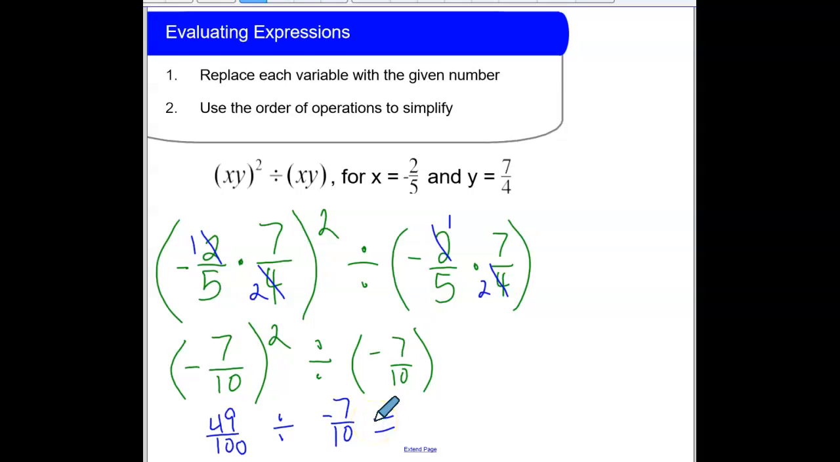Now, did you keep, change, flip here? Possibly. But do you notice in this problem, we could just divide straight across. 49 divided by -7, that's -7. And 100 divided by 10, that's 10. Right? I have a positive fraction divided by a negative fraction, so my answer should be -7/10. And that's how we evaluate expressions and use the order of operations.